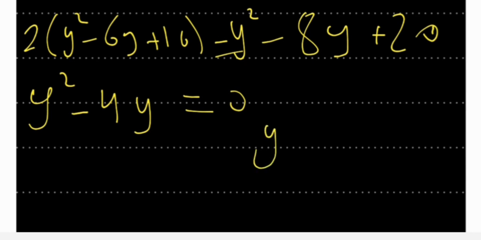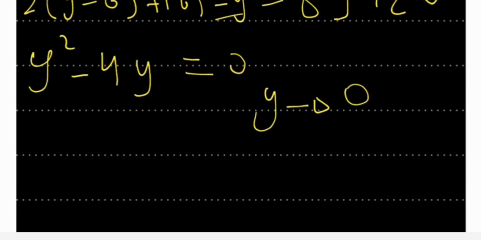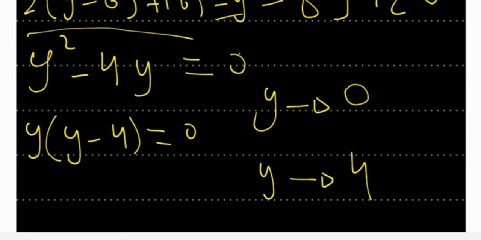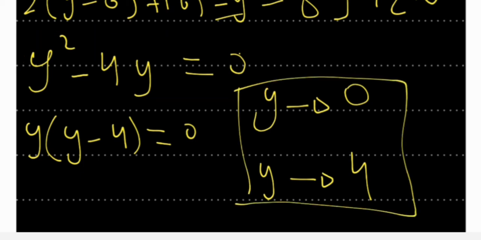So we have two conditions for y, solving this: y and y minus 4. So for this to equal 0 over here, either y is 0 or y is 4, right? Or you can solve it by the quadratic formula, okay? So we have these two answers over here. Now notice, for our first circle, something like this, okay?